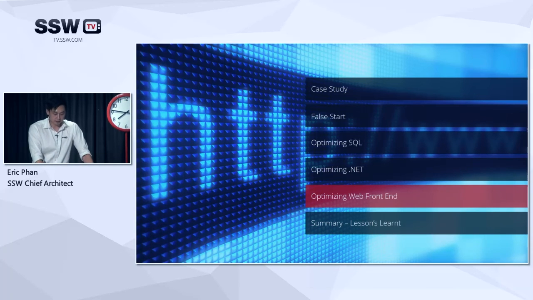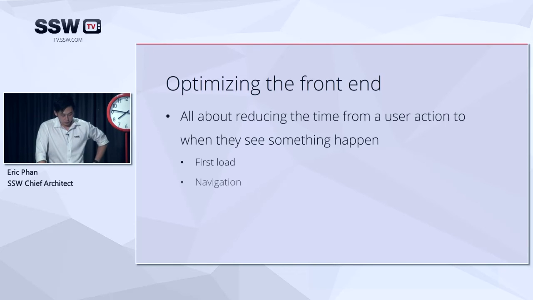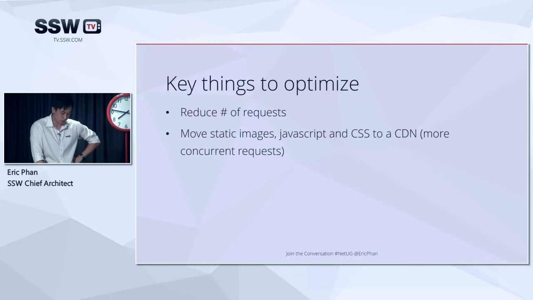Okay, front end. There's a whole lot you can do on the front end because the front end is all about how long it takes to get to the user after your server has rendered the page. So it's all about reducing that time or reducing the appearance of that loading time. The key things you want to do here are reduce the number of requests, and move static images, JavaScript, those sort of assets to a CDN, because most browsers have a limitation on the number of requests per domain.